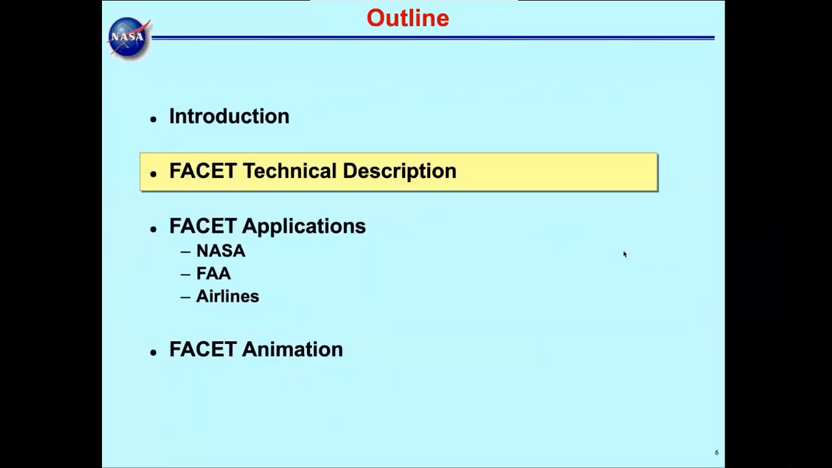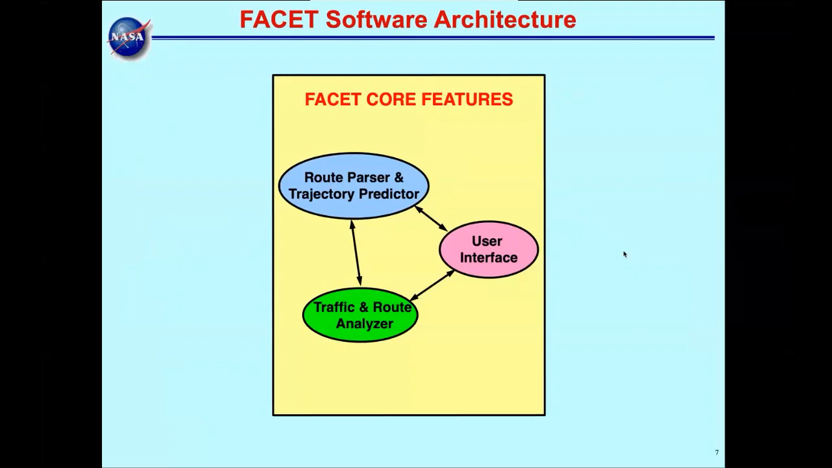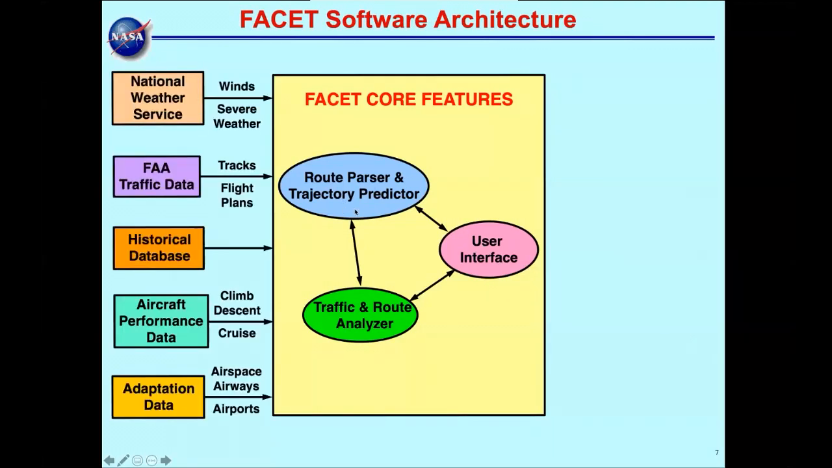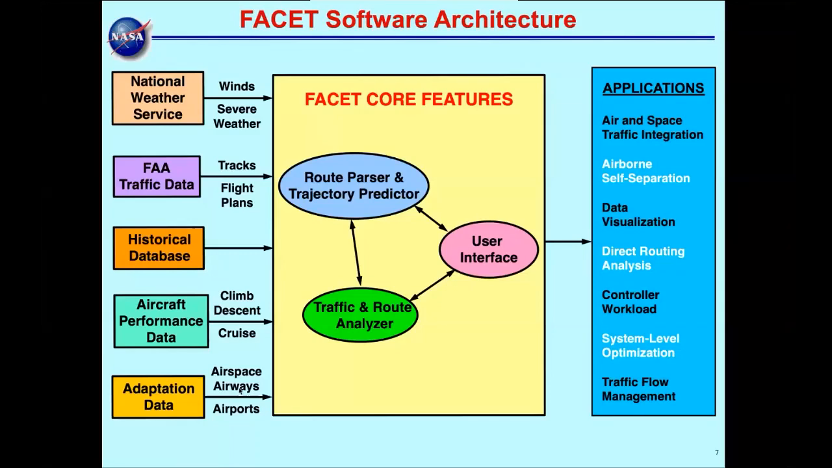Let me move on to a technical description. The core features are a user interface like the image that you saw earlier, a traffic and route analyzer, as well as a route parser and trajectory predictor. It takes in whatever the source data is. We read in Rapid Refresh winds, Corridor Integrated Weather System or convective weather data, FAA traffic data, the tracks and flight plans. We have historical databases. It has aircraft performance data for climb, descent, and cruise, and adaptation data for airports, airways, airspace, et cetera. And there are a whole bunch of applications, and I'll show you a couple of them for NASA use.